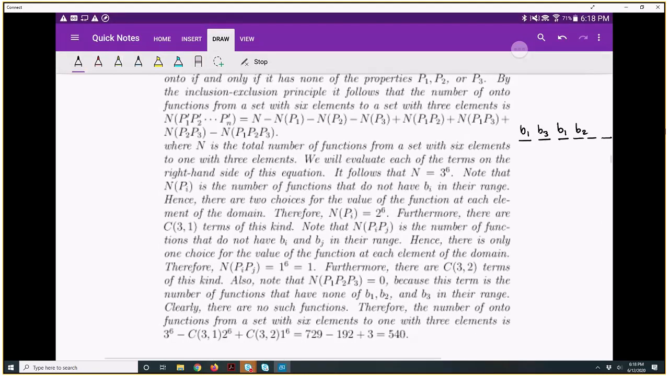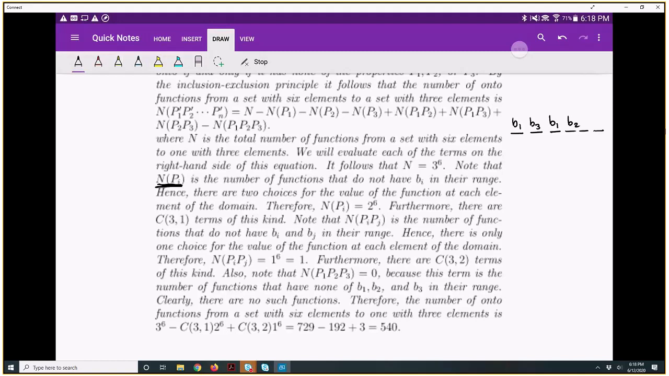Now, n of pi is going to be the number of functions that do not have b sub i in their range. So then, for a function that's missing exactly one element in the codomain, I have only 2 choices for where I'm going to map each element. So I have 2 to the power 6 functions of this type. And then there will be 3 choose 1 many terms in the summation. So it's going to be 2 to the power 6 times 3 choose 1. That's what I'm going to subtract.